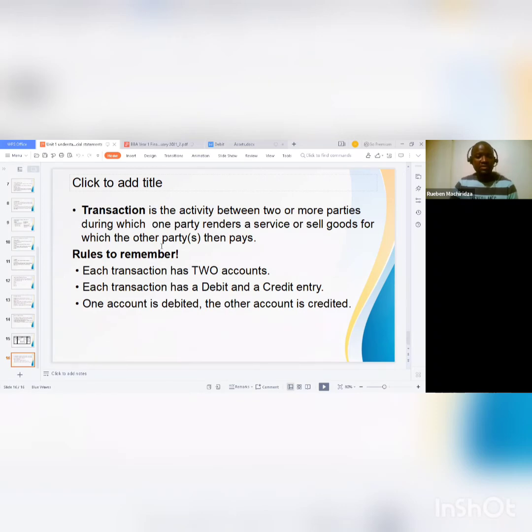A transaction. What is a transaction? I've been talking about transactions. A financial transaction is the activity between two or more parties during which one party renders a service or sells goods for which the other party then pays. So if we enter into an agreement with another party, we decide to sell goods on credit to someone, that is a transaction. And as far as we are concerned, a financial transaction, because we can put value to it.